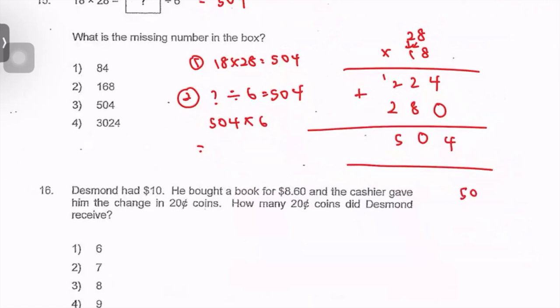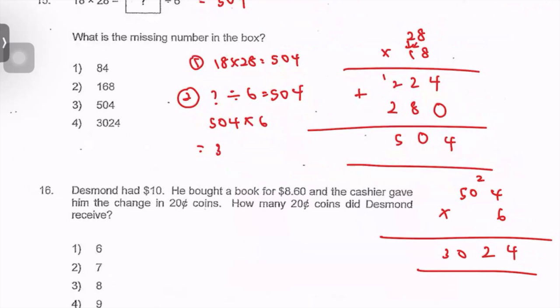504 times 6. So what's 4 times 6? Gives you 24. Carry 2 over. 0 times 6 gives you 0, and you plus 2, so it gives you 2. 5 times 6 gives you 30. So it's actually 3,024. Answer is hence option 4.